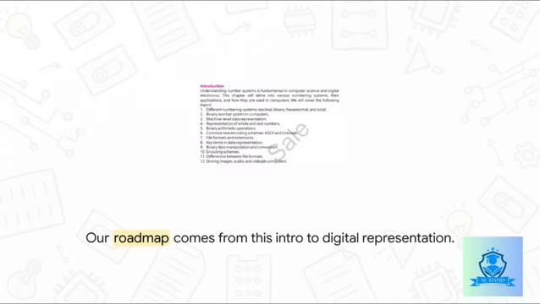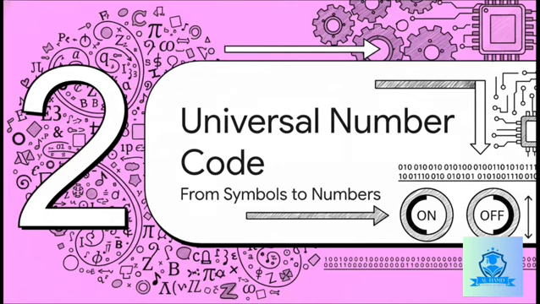Now, our guide for this whole journey, our roadmap, if you will, comes from this great introduction to digital representation. We're going to be touching on how computers see numbers, text, and even images to get the full picture. So the big question is, how do we get from our super complex world of symbols and ideas all the way down to a simple on or off?